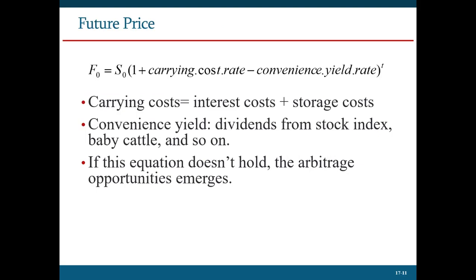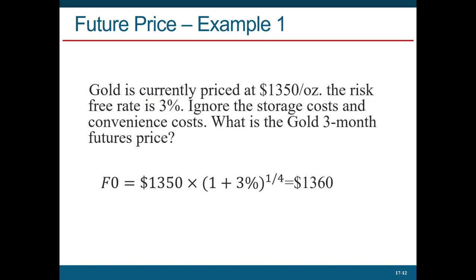As I said, this equation is very powerful because if it doesn't hold, then it generates an arbitrage opportunity. Let's take a look at some examples of how we can apply this equation to calculate future price. Alright, this is the first example. Let's say gold is currently priced at $1,350 per ounce and the risk-free rate is 3%. Let's ignore storage costs and convenience yield. The question is, what is the gold 3-month futures price?